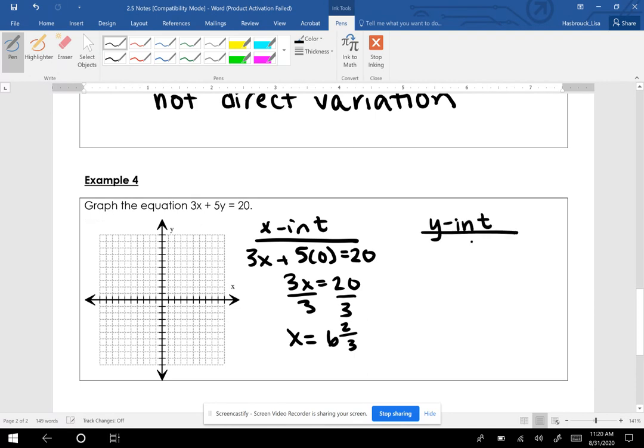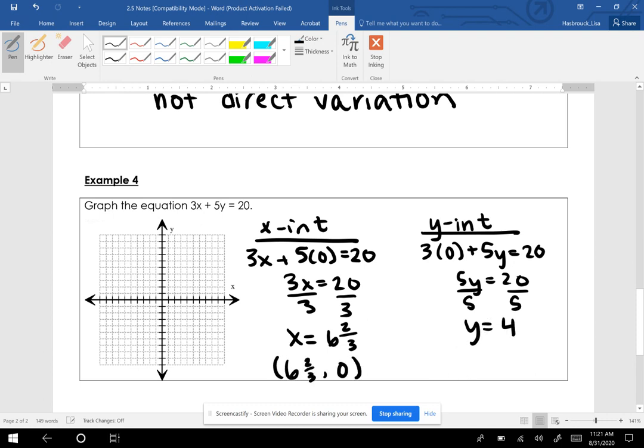For the y-intercept, I make x 0, so I have 3 times 0 plus 5y equals 20. 3 times 0 is 0, so I get 5y equals 20. Divide by 5, and I get my y-intercept is 4. So I'm going to be plotting the points 6 2/3, comma 0, and 0, 4. So 6 2/3 will be between 6 and 7. And 0, 4 is up on the y-axis. Once I have those 2 points, I can connect them with a line and arrows. You could have also rearranged the equation into slope-intercept form and then graphed it as well. That would have also worked.